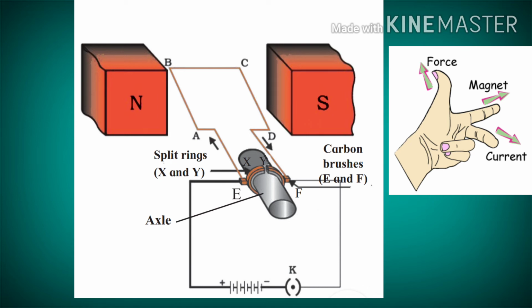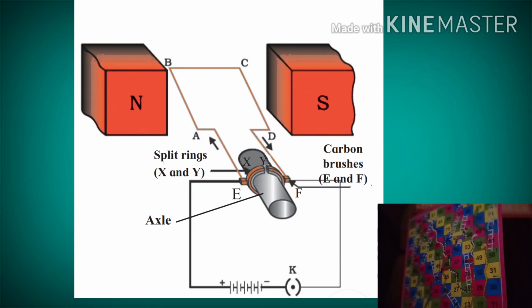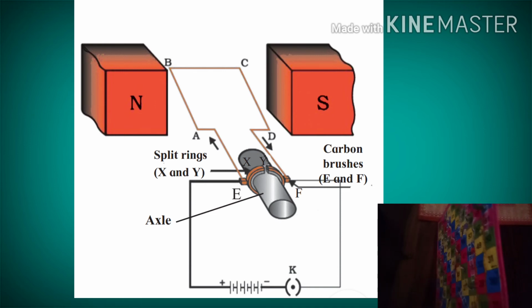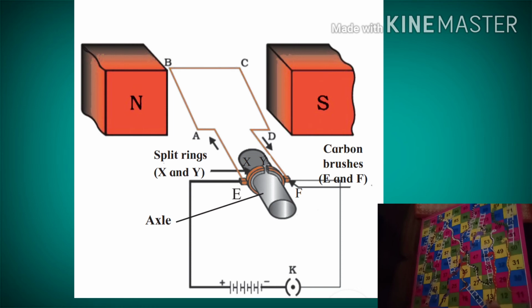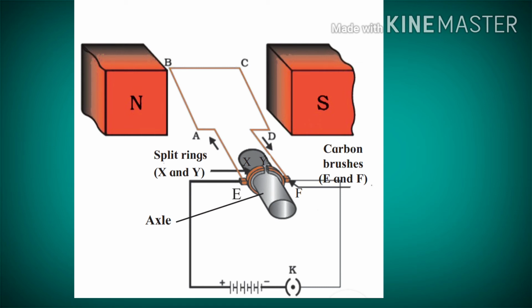You can see here I have made a small video for you. Now this loop ABCD starts rotating in anti-clockwise direction. When AB is going downwards and CD is coming upwards, after completing half a rotation, you can think that loop CD has come to the AB side and AB has gone to the CD side. So, where will the force act now?